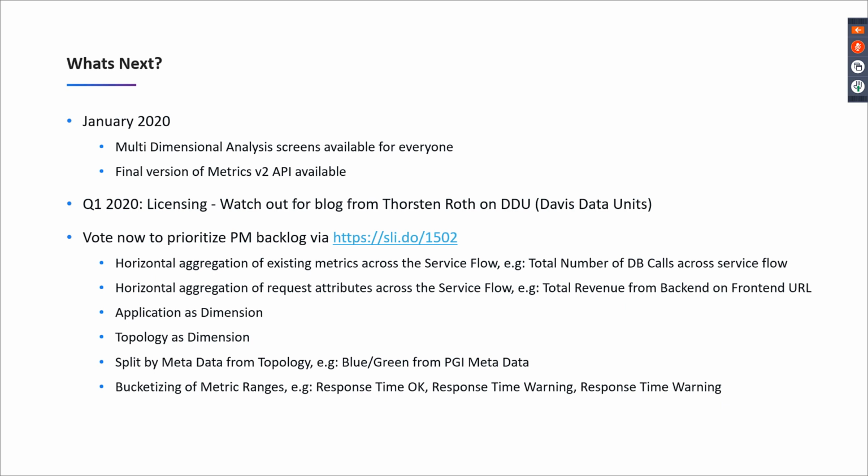So what's next? In January 2020, we will have the multidimensional analysis view that I showed you, which makes the creation of these metrics easier, available for everyone. Also, the metrics v2 API to query data will get the final version and will also be available in January. The current version is obviously going to be supported, I think until the end of Q1, but eventually the final GA version will have some final changes.